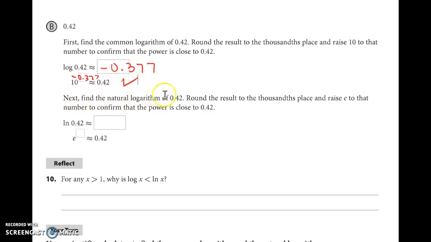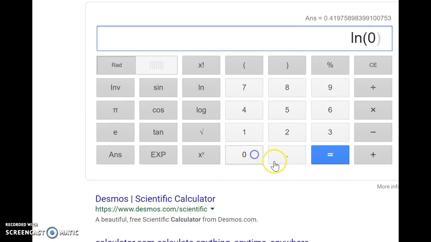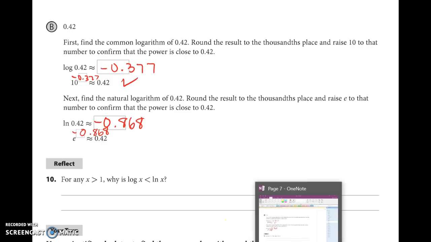So then it says next find the natural log of 0.42, round to the nearest thousandths place. So back to my calculator, the natural log is ln. So ln of 0.42, I get negative 0.868, right? If I rounded to the thousandth, that would be an 8. So negative 0.868. Now if I raise e to verify to the negative 0.868, I should get approximately 0.42.